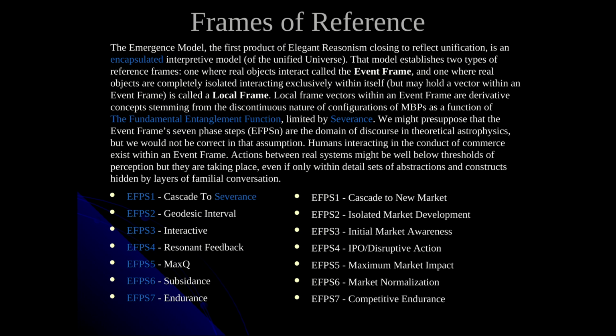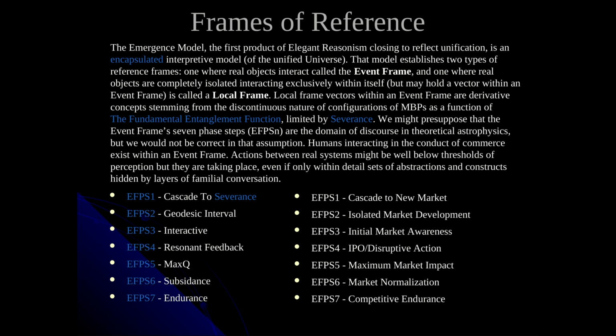Looking at frames of reference, status quo thinking, we'll talk about inertial frames and other things to try and bring consistency to the thought that they are employing for different investigative purposes. The frame of reference for the emergence model, which is the first model to close to unification, is something called the event frame. And there are 7 phases that predominantly characterize the action transpiring in that particular phase. They're just numbered 1 through 7, and we typically call them EFPS, whatever the number is.